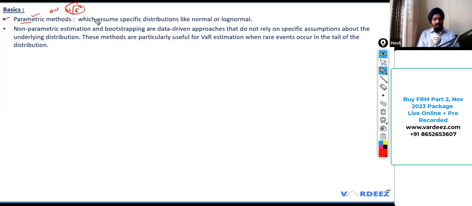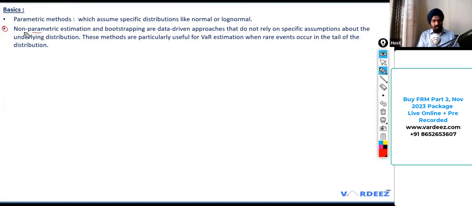Apart from that, it also assumes specific distributions that the data should have. Ideally, normal is preferred, and if not normal, then you can also have a log normal distribution. That is what we were assuming in the first chapter of this book. But now in this chapter, we are talking about non-parametric estimation.